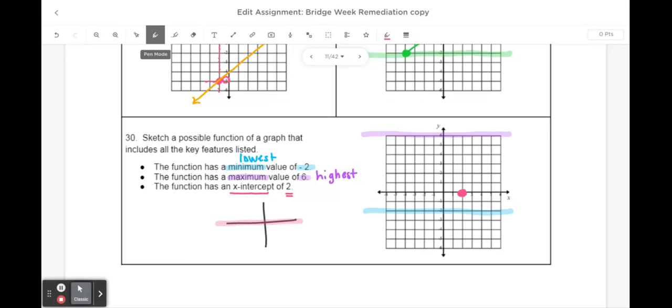Now my job is to draw a graph that touches the bottom, the floor, touches the top, the ceiling, and goes through that pink dot. So in order to do that, I'm going to put a point on the top, on the ceiling, a point on the bottom, on the floor, and just make sure that I connect the dots.